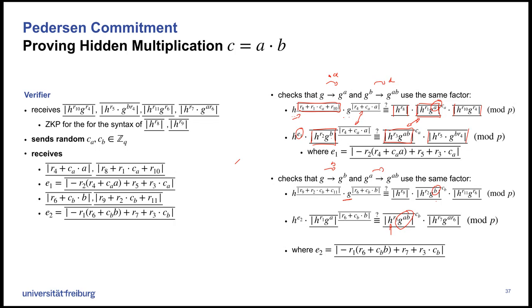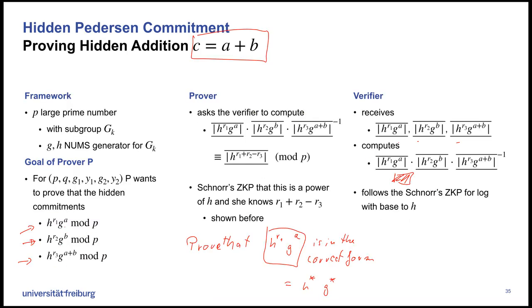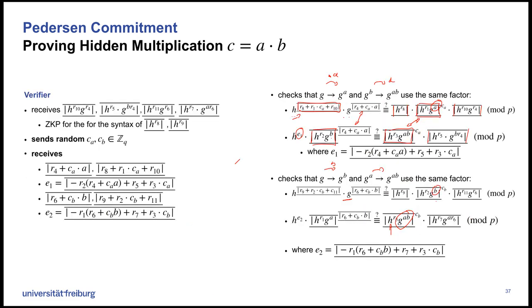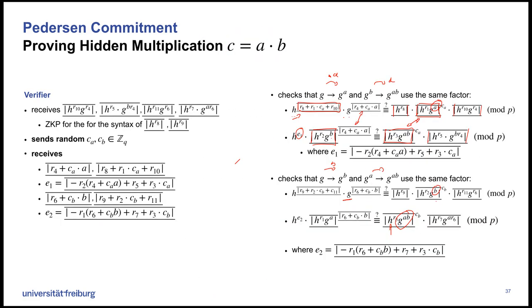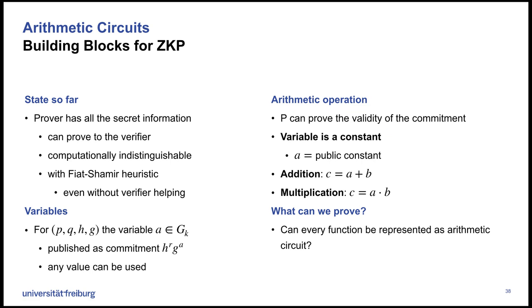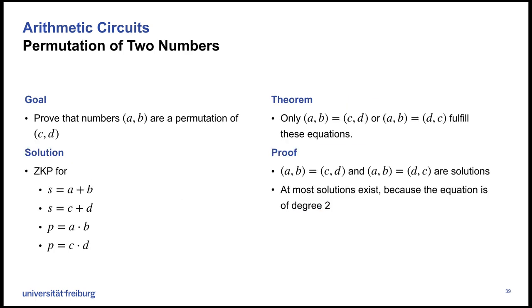Okay, so we have seen we can do hidden addition, hidden multiplication, and hidden constant, and we can prove it without knowing. So we have constant variable, constant addition, and that's where we stopped last time. What kind of things can we do with that? How about permutation?